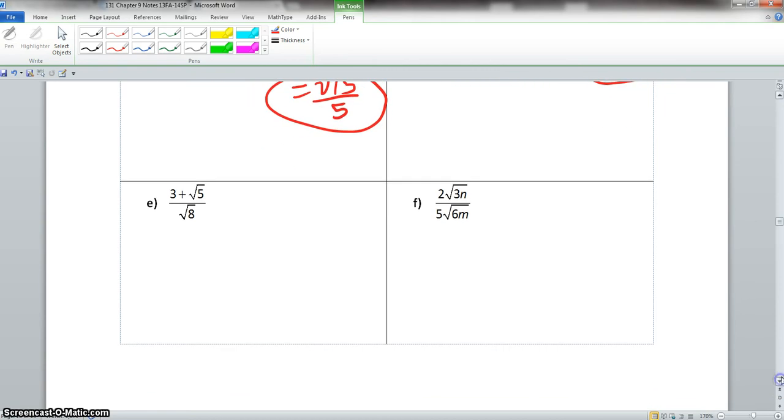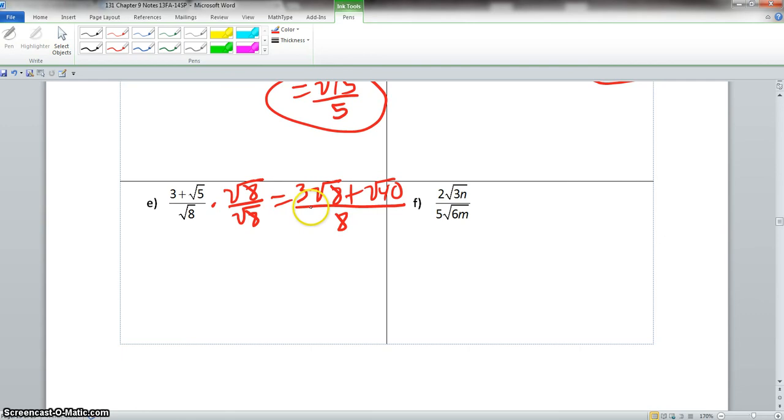Now, we come down here to e. With e here, we have 3 plus the square root of 5 over the square root of 8. Now we need to get rid of the square root from the 8. So we multiply our numerator and denominator by the square root of 8. And this will give us 3 square root of 8 plus the square root of 40 all over the square root of 8 times the square root of 8, which will give us 8.